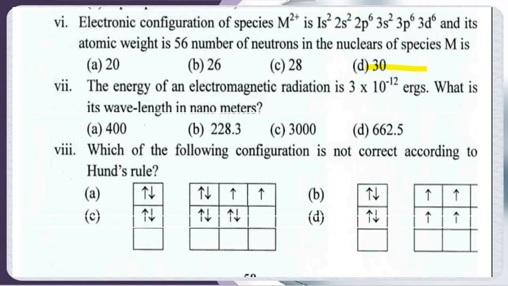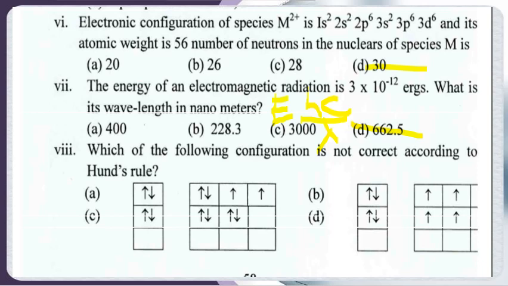In the next one, the seventh MCQ, the energy of electromagnetic radiation is 3 × 10⁻¹² erg. What is its wavelength in nanometers? The answer is 662.5. For this, you have to apply the formula E equals hc upon lambda. From this, you have to take out the value of lambda. For energy, convert this value into joules instead of ergs, so that you can get the value of this lambda in nanometers.